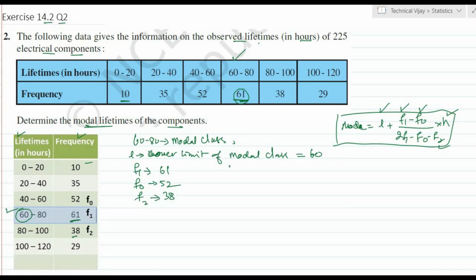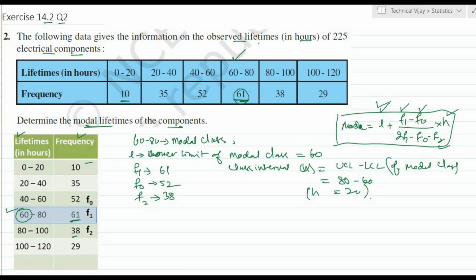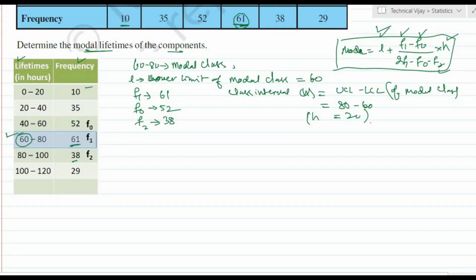Now H is the class interval. Class interval is equal to the upper class limit minus the lower class limit of the modal class. Here, 80 minus 60 is equal to 20. Hence H is equal to 20. Now we will substitute all these values in the mode formula so that we can calculate the mode.